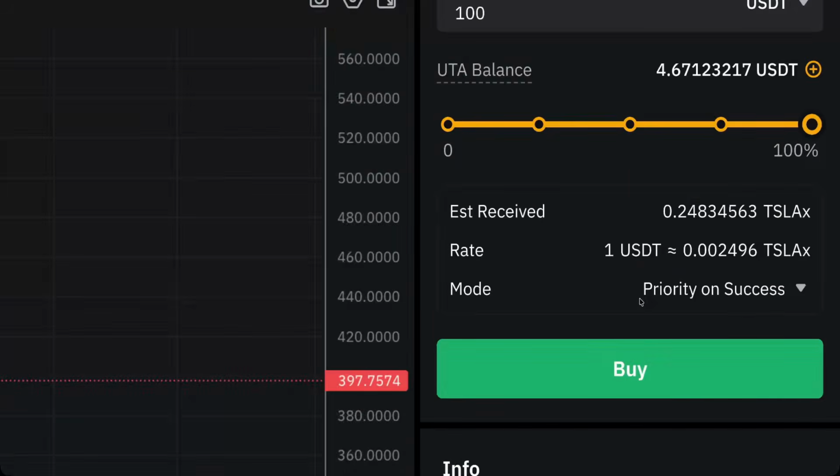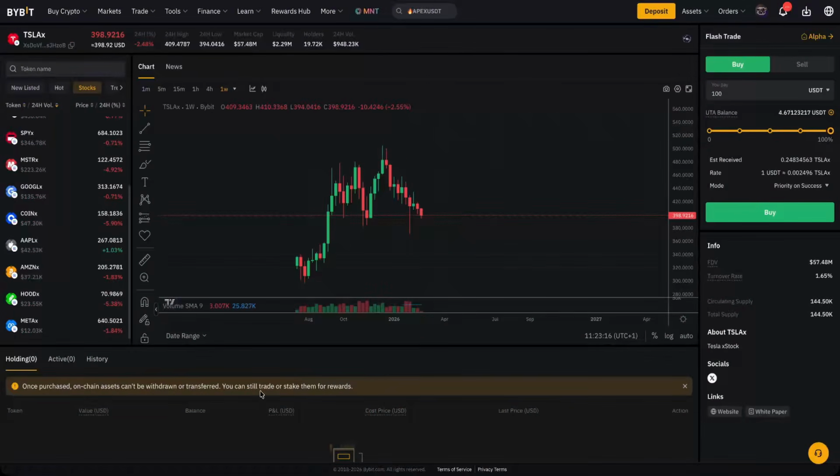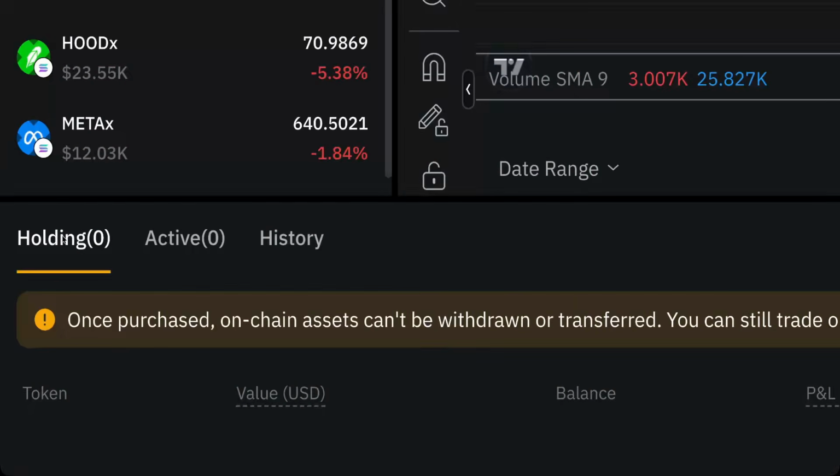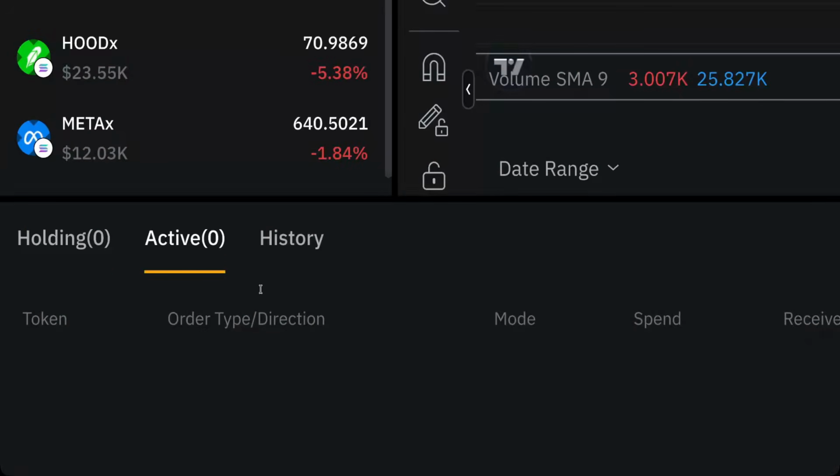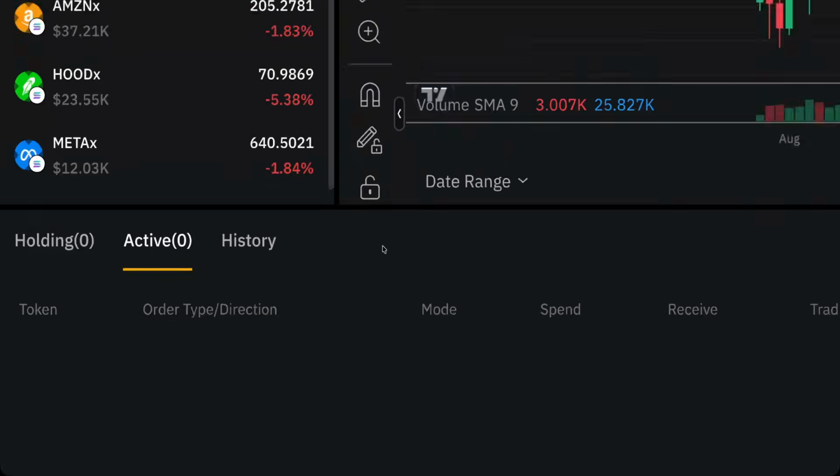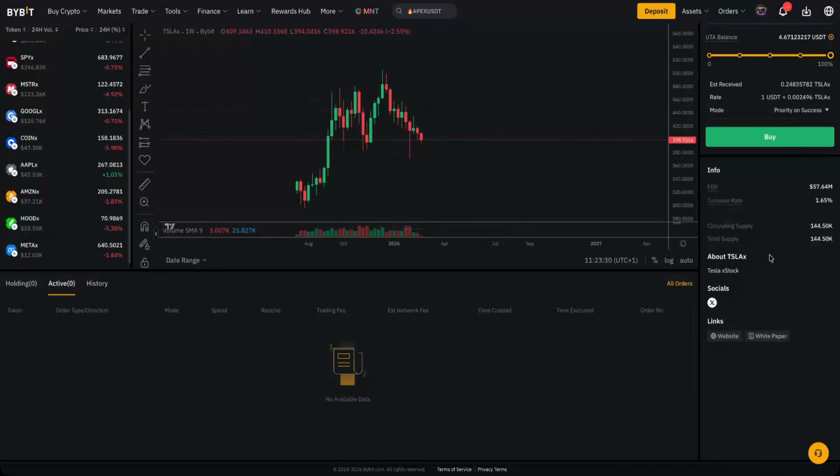And you go ahead and click on buy. And once you click on buy, you will see all of your holdings down here, right? All of your holdings will be down here. Your active holdings will be here. And then you see the history of all of your trades when you go to the history option, right?